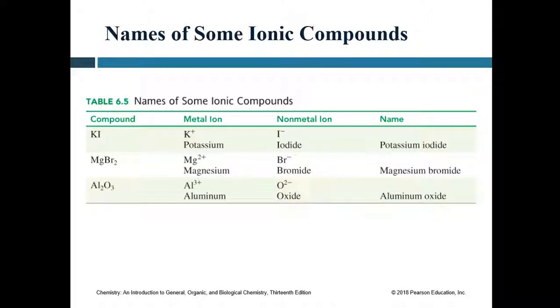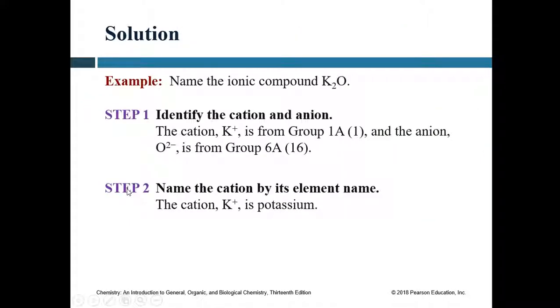You will notice the compound KI. We have the first one is a metal, potassium. The ending, well, I is iodine. However, when it becomes the ion, we change the ending to ide, so it's potassium iodide. Magnesium bromide. Aluminium oxide. In other words, aluminum oxide.